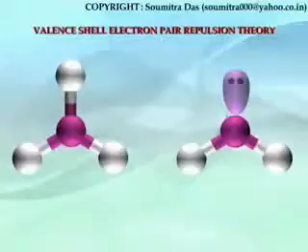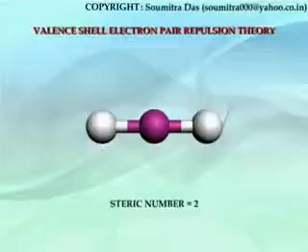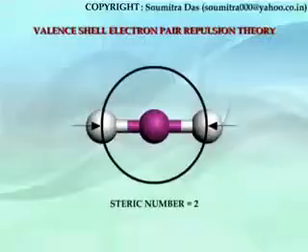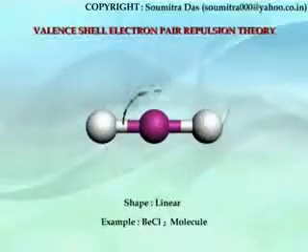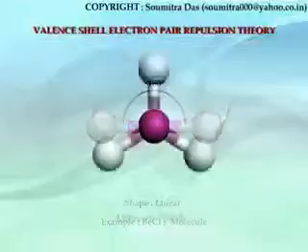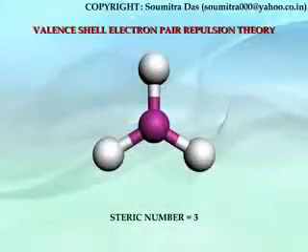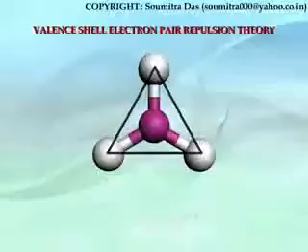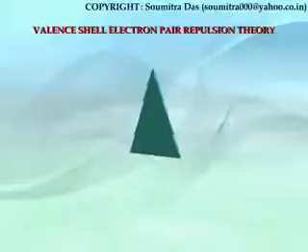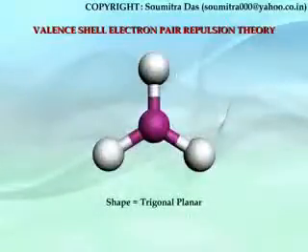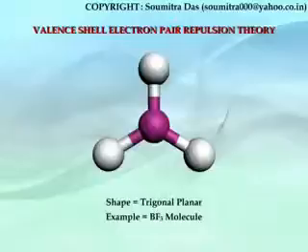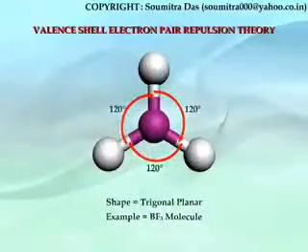First, we will try to understand the layout of bonding electron pairs only. When steric number is 2, the electron pairs occupy diametrically opposite positions and the molecule is linear. Bond angle is 180 degrees. When steric number is 3, electron pairs occupy the vertices of an equilateral triangle to minimize the repulsion between them. The shape is trigonal planar, and the bond angle is 120 degrees.